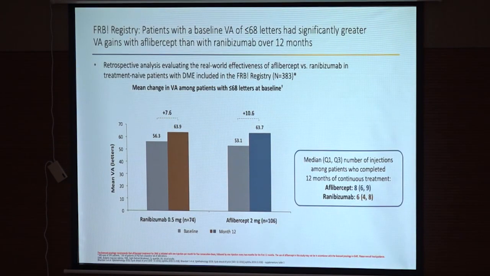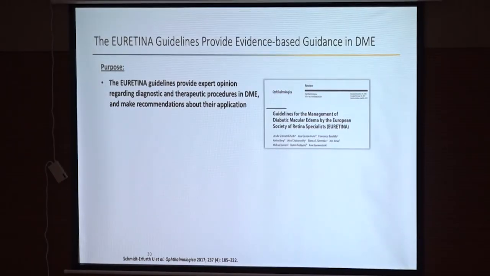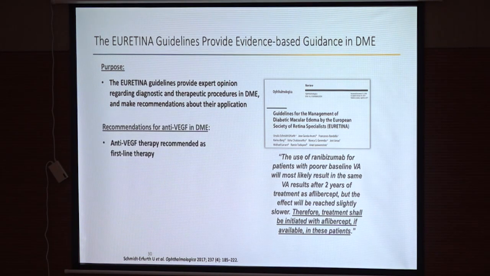So this is the FRB registry trial comparing Eylea with Lucentis. They have shown better results with Eylea. And various retina societies, the European Retina Society, have also seen that aflibercept is better in DME, especially if the vision is 6/18 or less.